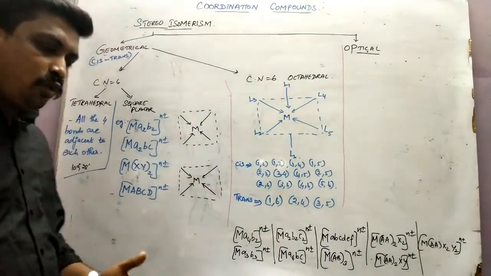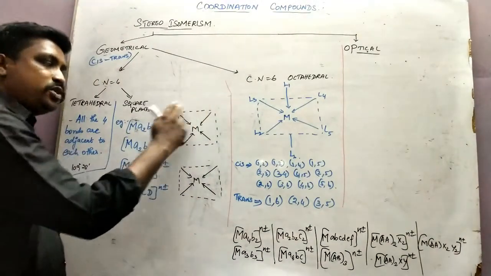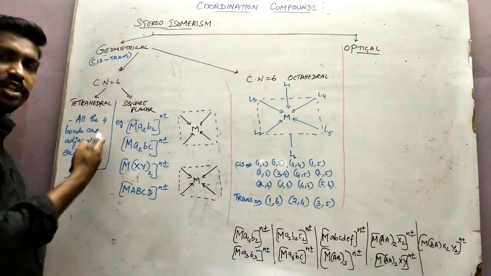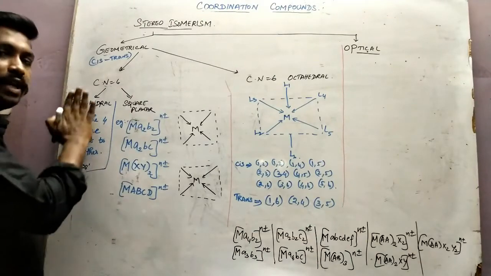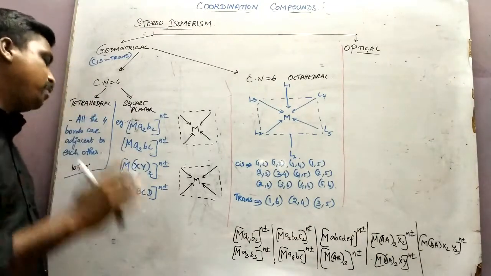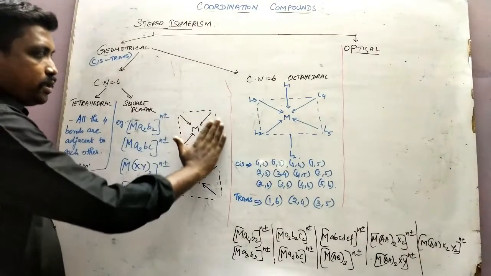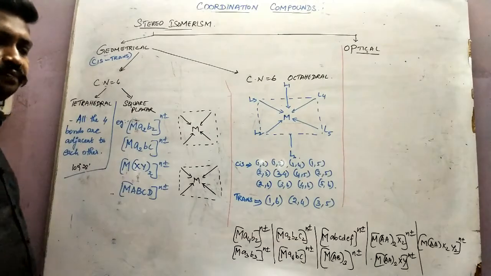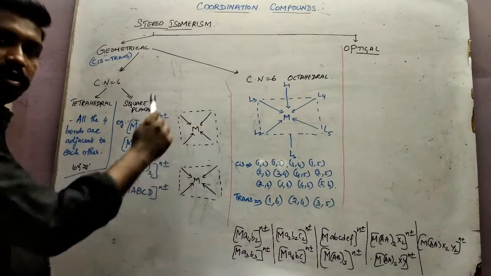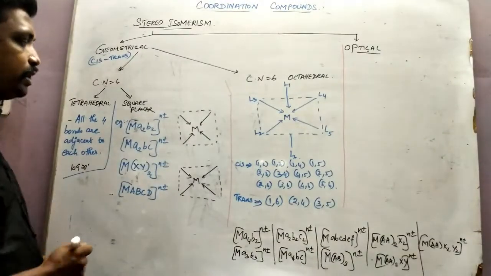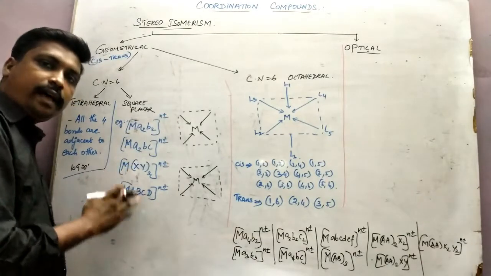If two same groups are present in opposite positions, it is a trans isomer, and in adjacent positions it is a cis isomer. So we cannot differentiate the 4 positions as cis or trans positions, and we don't have geometrical isomerism in tetrahedral complexes. Coming to square planar, these complexes have a metal atom at the center surrounded by 4 ligands, all in the same plane. So square planar complexes of these types have geometrical isomerism.